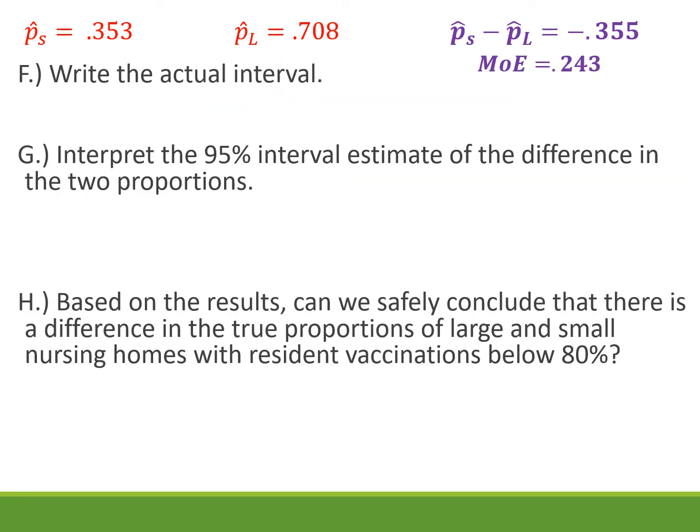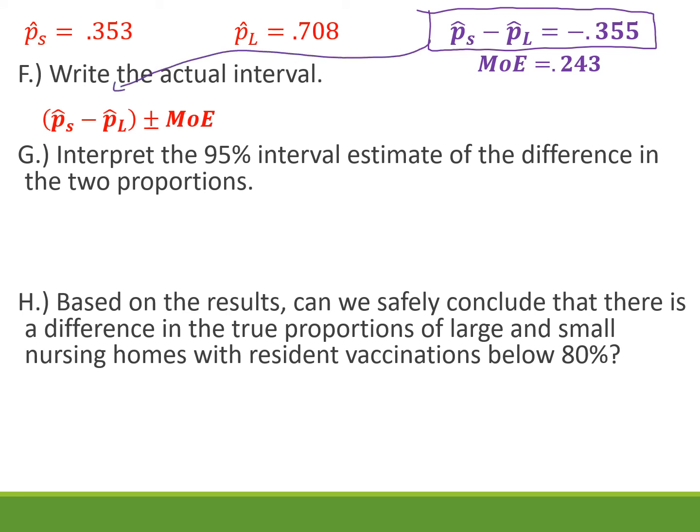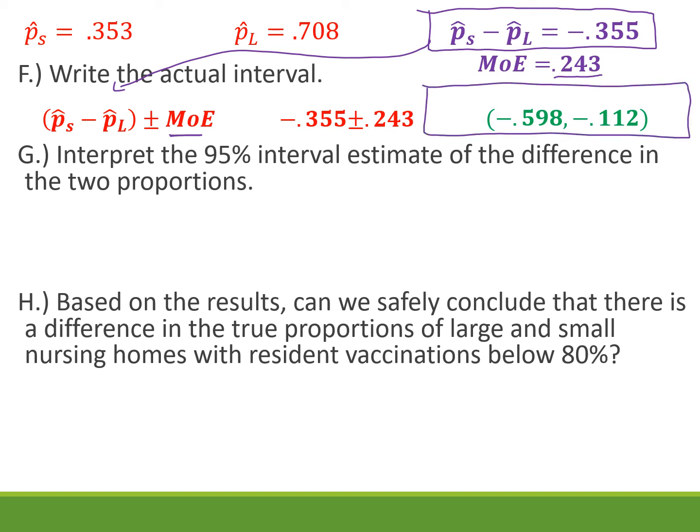Part F, write the actual interval. We always start the interval with a point estimate. It's what we're trying to estimate, which in this case is the difference between these two population proportions. So we have our two samples, and if we subtract them, we get negative 0.355. That's going to go up here in our point estimate. Add and subtract the margin of error, which we just found on the last slide, 0.243. Okay, when we add and subtract those, we get our actual interval, negative 0.598 to negative 0.112. Keep in mind these are percentages, so it's negative 59.8% and negative 11.2%.